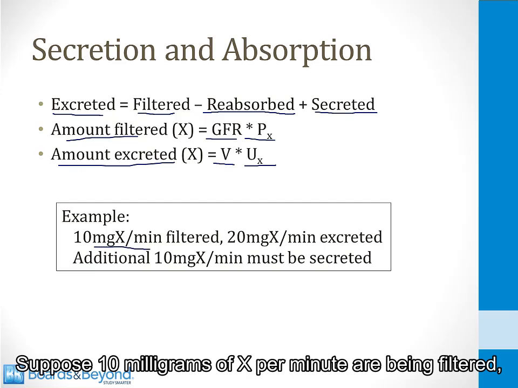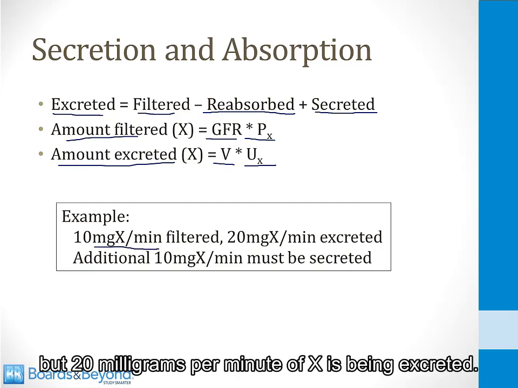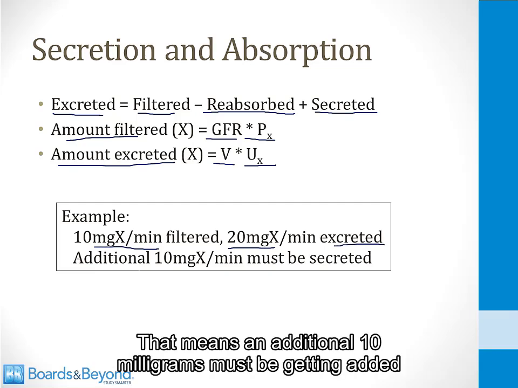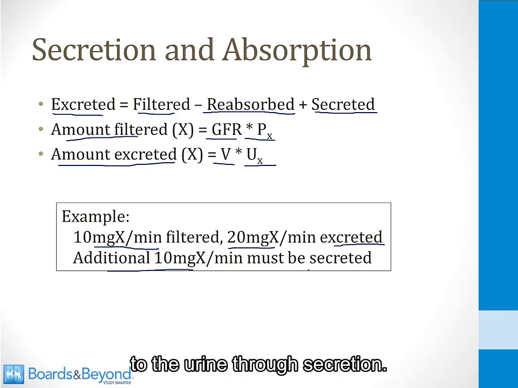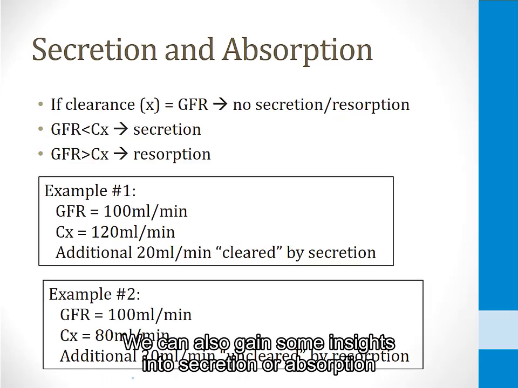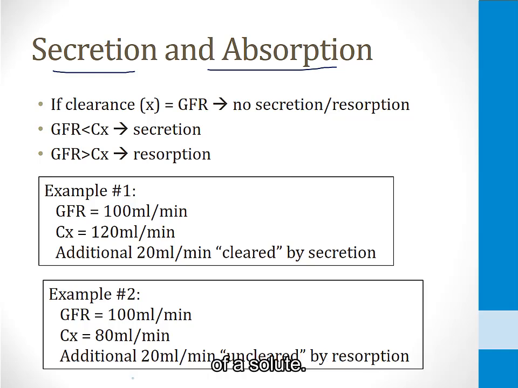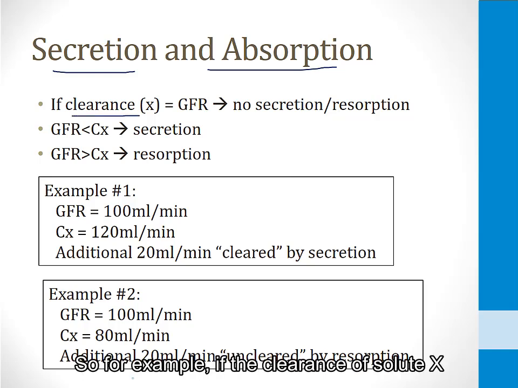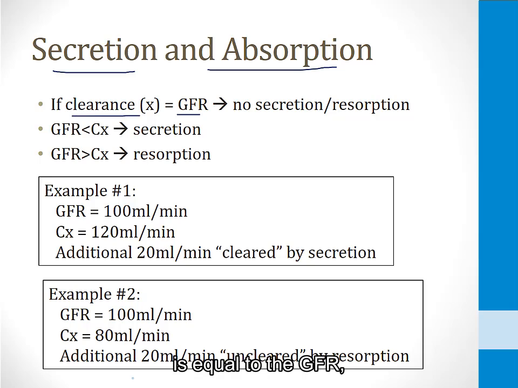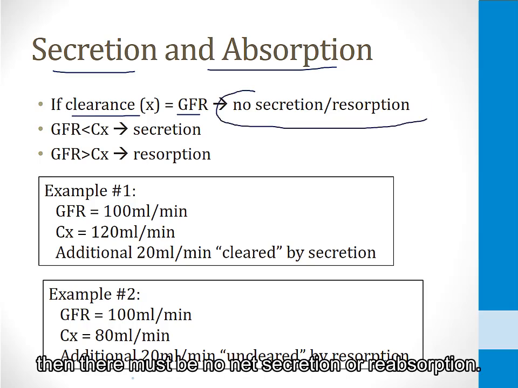Suppose 10 milligrams of X per minute are being filtered, but 20 milligrams per minute of X is being excreted. That means an additional 10 milligrams must be getting added to the urine through secretion. We can also gain some insights into secretion or absorption of a particular solute by looking at the clearance of a solute. So for example, if the clearance of solute X is equal to the GFR, then there must be no net secretion or reabsorption.